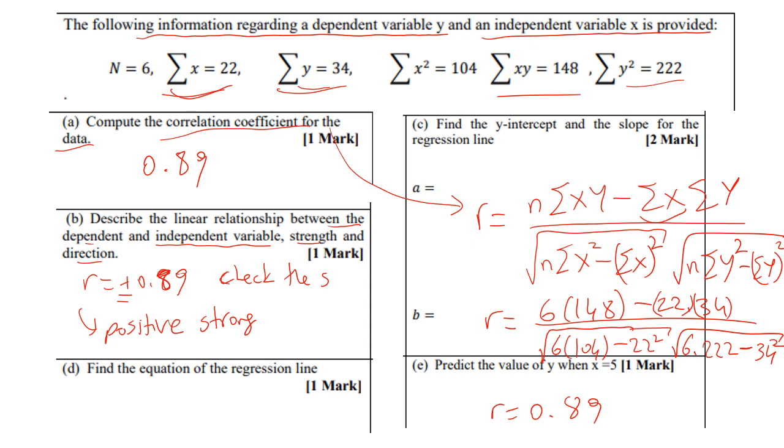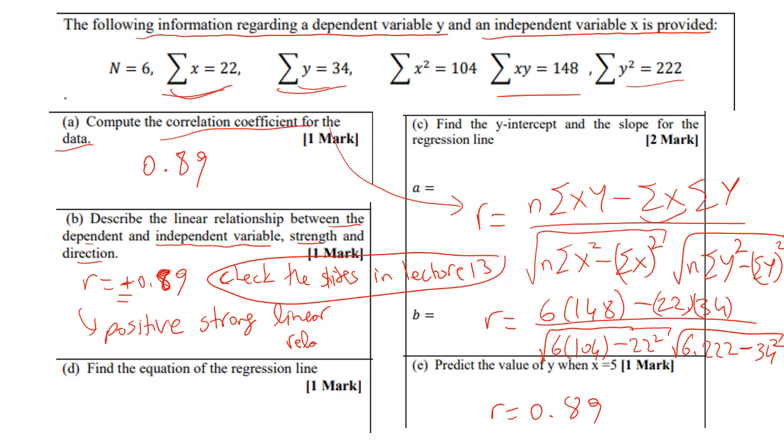You know, here, check the slides in lecture 13. There's a scale for it. So if it is close to 1, it's becoming strong. If it is close to 1 or minus 1, it's strong. But if it is plus, it's positive. It's a positive, strong, linear relationship or correlation. Find the equation of the regression line.